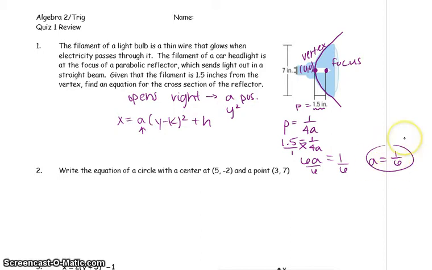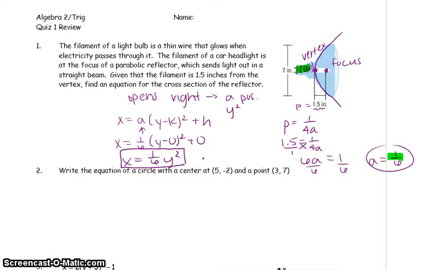So if our a value is 1/6 and we know our vertex is (0, 0), we can plug that information into our equation here. So we have x equaling 1/6 times (y minus 0) squared plus 0. So we can simplify that to be x equals 1/6 y squared. And this is our equation for this parabola.